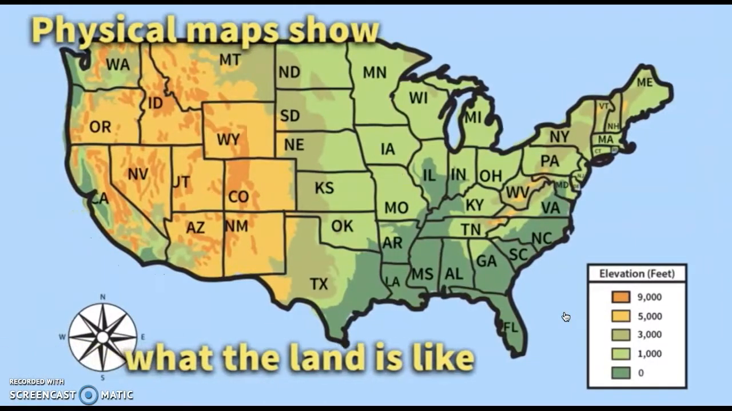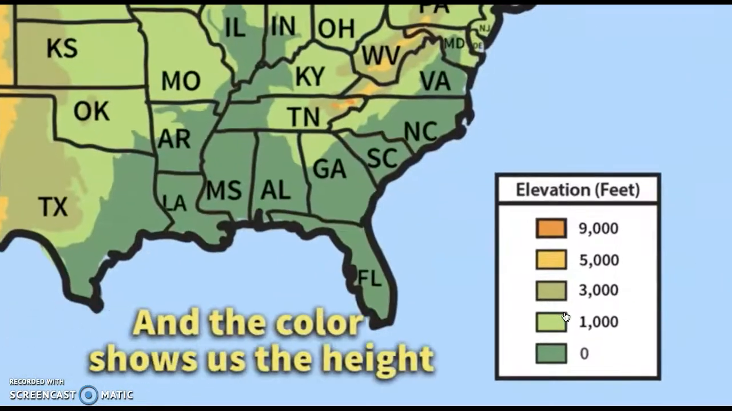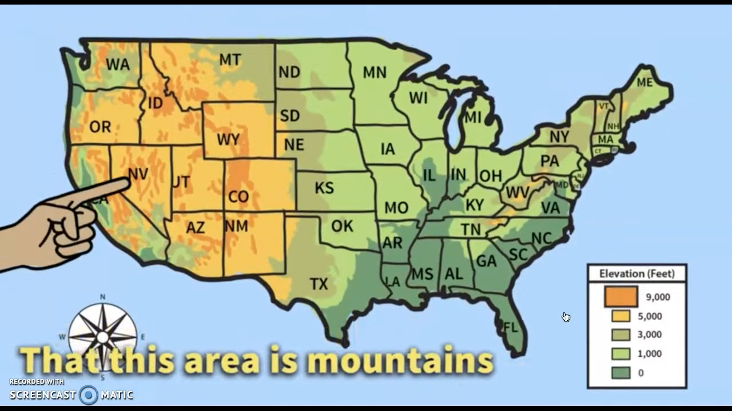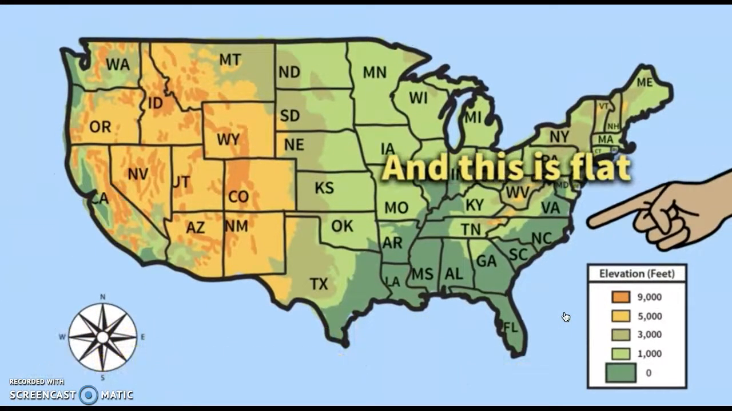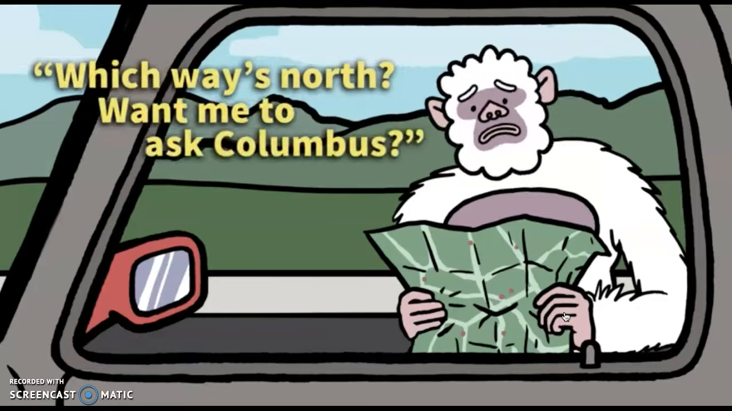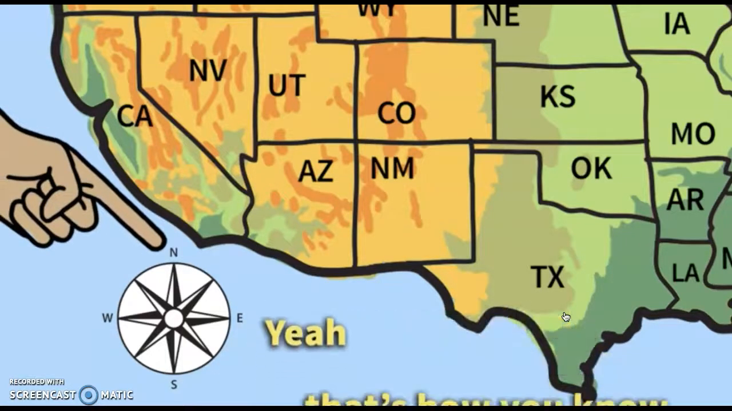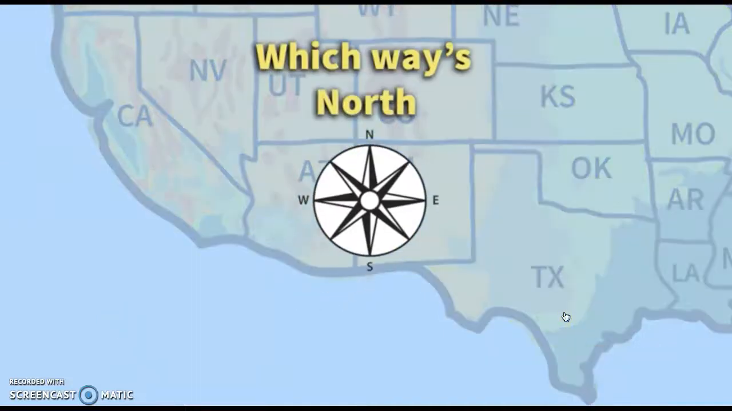Physical maps show what the land is like, and the color shows us the height. So I can tell from looking at the map that this area is mountains and this is flat. Which way's north? Want me to ask Columbus? Nah, you could look at the compass rose. That's how you know which way's north, east, south, west.